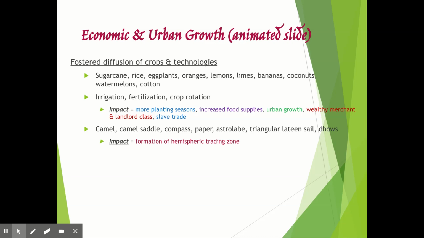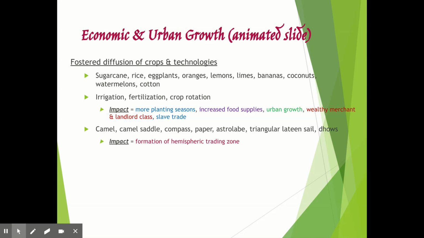We're going to see the rise of the merchant class in a lot of the Middle East. In fact, Muslim merchants had an incredibly high social status compared to other merchants in other countries, like in China, where the merchants were considered the lowest.